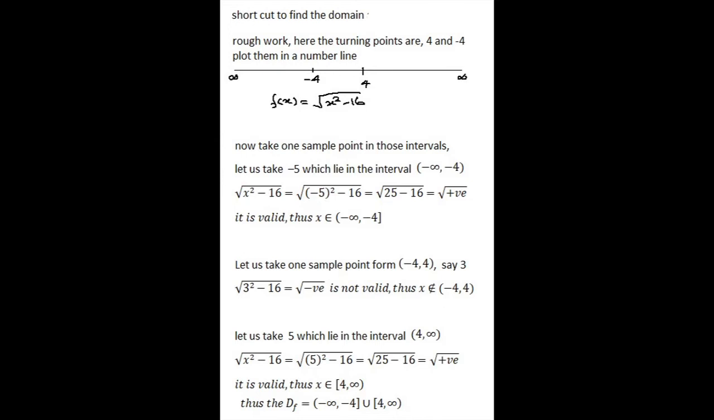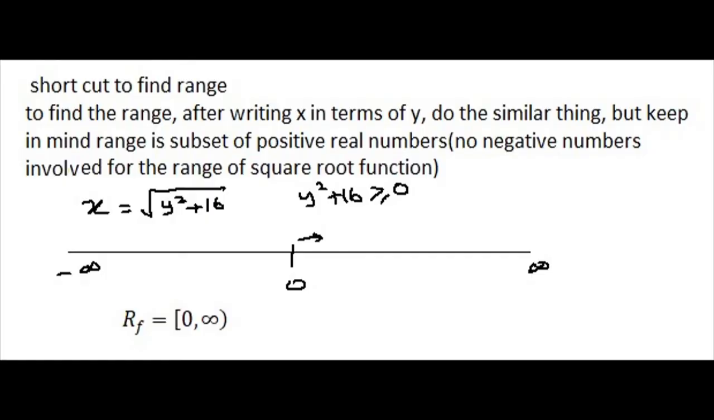Now take the another interval, that 4 comma infinity, say suppose 5. 5 square minus 16 will be 25 minus 16, which is 9. 9 is a positive number only. So root of positive quantity is acceptable. So it's valid. So x belongs to 4 comma infinity. Now the domain is union of those two things which we already found acceptable: minus infinity comma minus 4 union 4 comma infinity.